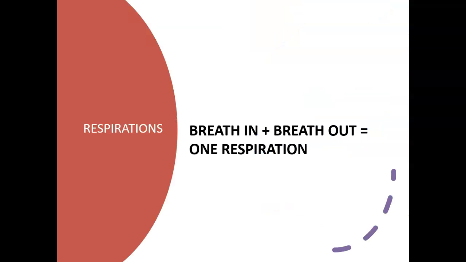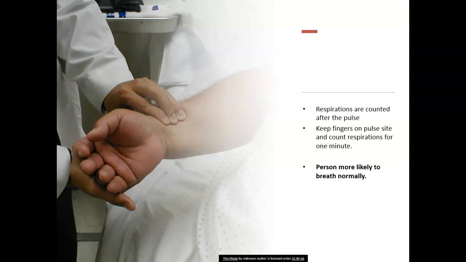Respirations: 1 breath in and 1 breath out equals 1 respiration. Respirations are counted after the pulse. You would keep your fingers on the pulse site and count respirations for 1 minute. A person is more likely to breathe normally if they think you're still taking their pulse and not watching their chest.